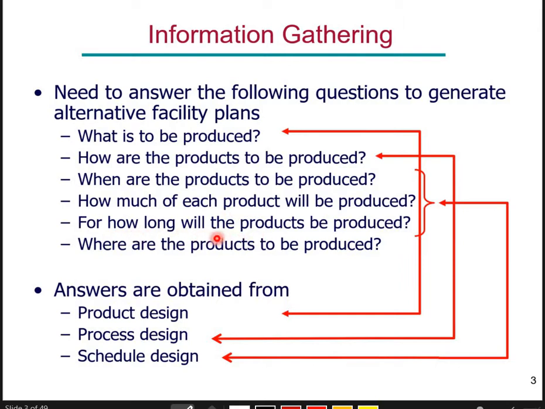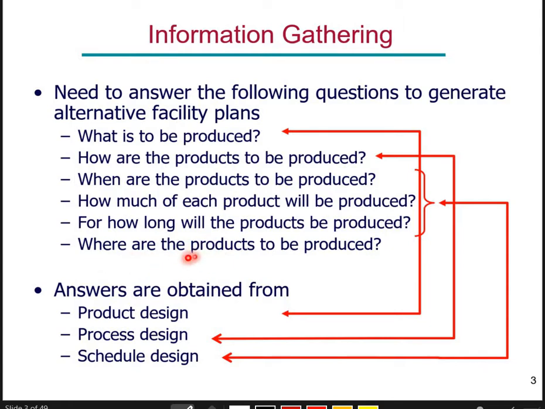For how long will the products be produced? Okay, so I introduce a new product to the market. Shall I produce it for 1 month only, for 1 year only, for 10 years? How long? Especially in technological items, they are changing very rapidly. But there are some items that have been produced for years. For example, construction materials, the steel that is used in constructions, the same product can be produced for years.